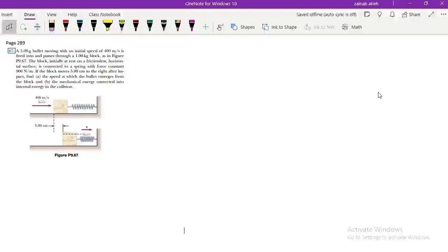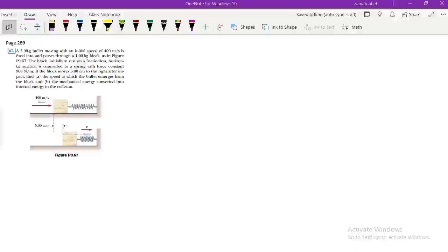I will talk about internal energy. It's not required, but I will talk about it anyway. It's something obvious and it can be easily deduced. Okay, so as you can see here, our problem is divided into two parts. The first part, the bullet collides with the block, and the second part, the block compresses the spring and arrives to a maximum compression of 5 centimeters.